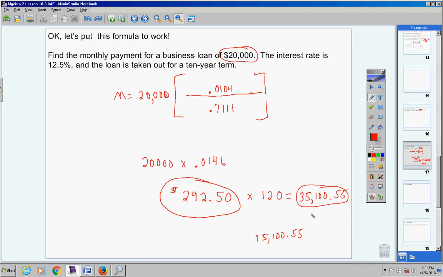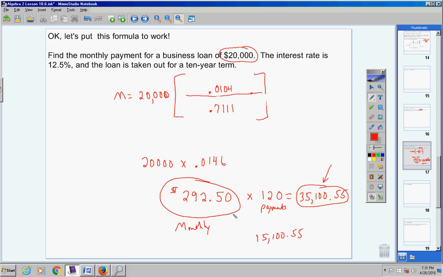How did I find the total interest? Well, I first had to find the monthly payment, right? And then multiply it by all of your payments. And I found out the total amount you paid back. And then I could compare that to the amount of money that you borrowed and find the interest.